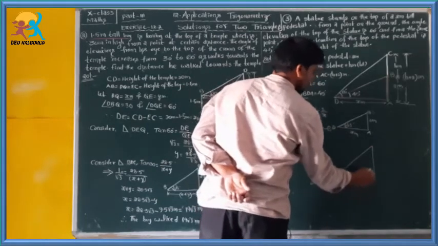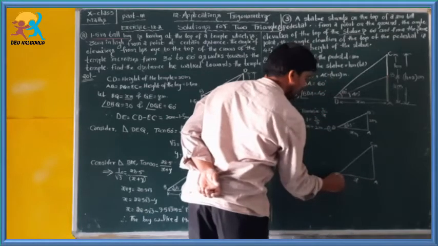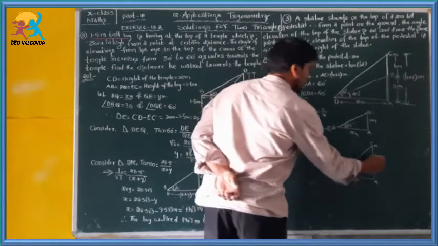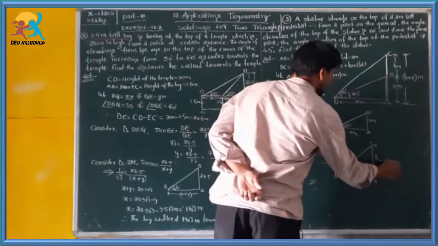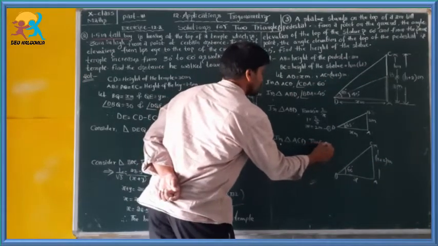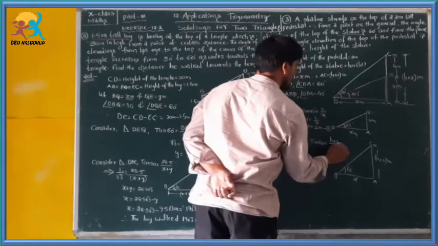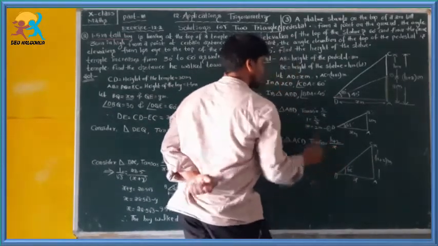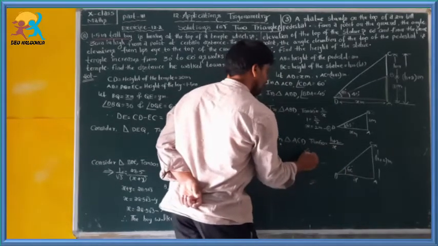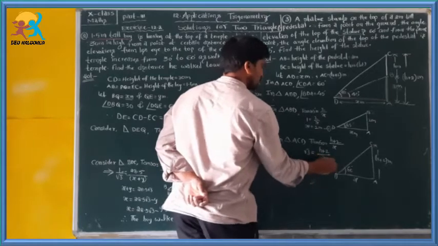This is x, CAD. This is a 60 degree angle, h plus 2 meters total height. Tan 60 equals the opposite side to 60, thus h plus 2 by x. Tan 60 is root 3. Root 3 equals h plus 2 by x.